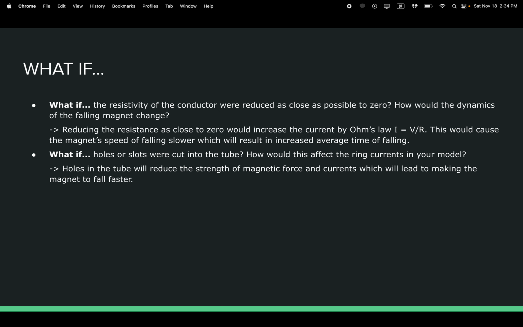For the first what-if question, reducing the resistance as close to zero would increase the current by Ohm's law, I equals V over R. This would cause the magnet to fall slower, which will result in an increased average time of falling. For the second question, the holes in the tube will reduce the strength of the magnetic force and currents, which will lead to the magnet falling faster.